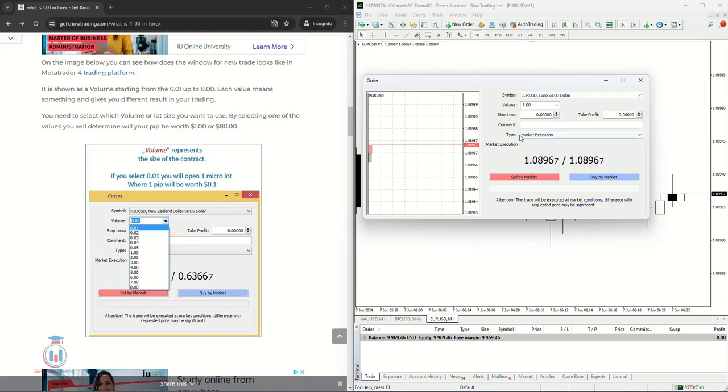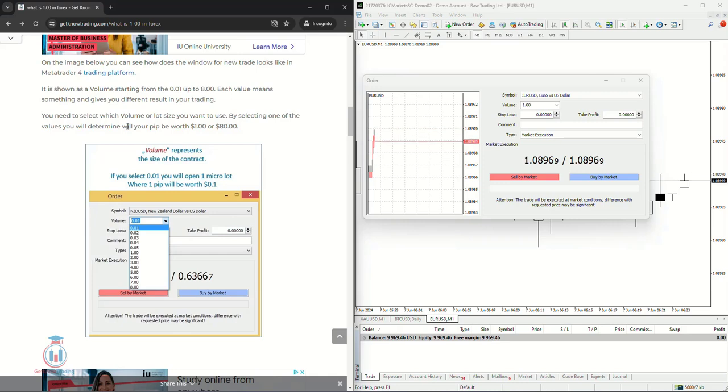Currently it is set to market execution, which means when you click sell, the order opens immediately. When you click buy market, the order will open immediately. On the left side you can see there is a possibility to change the volume, the same one as in the drop-down menu that shows you the lot size. 1.0 represents what will be the lot size.